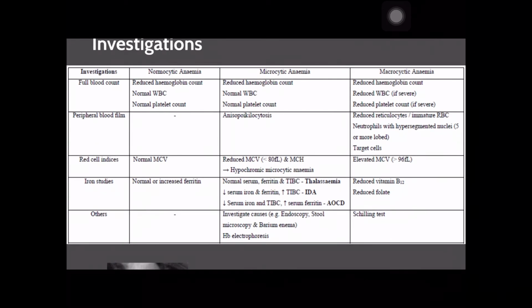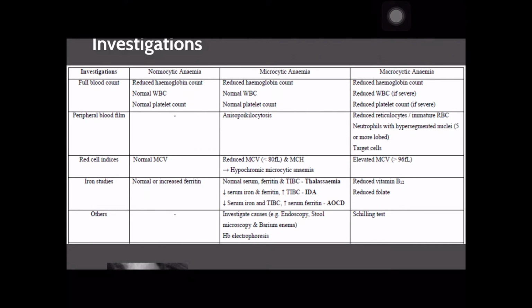As you can see, in normocytic anemia, everything is in normal condition except that the hemoglobin count is reduced. In full blood count of microcytic anemia, there are reduced hemoglobin count and normal white blood cell and platelet count. In peripheral blood film of microcytic anemia, anisopoikilocytosis and target cells can be seen in thalassemia, whereas anisopoikilocytosis, target cells, pencil cells, and teardrop cells may be seen in iron deficiency anemia. Mean corpuscular volume that is lower than 80 is considered hypochromic microcytic anemia.